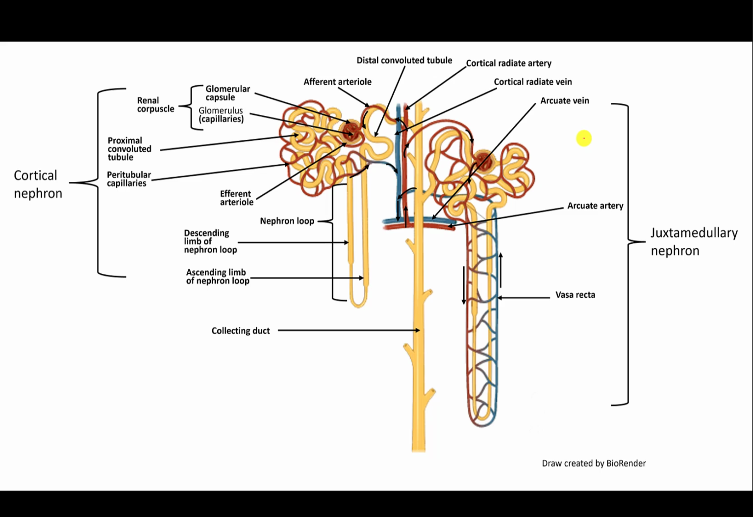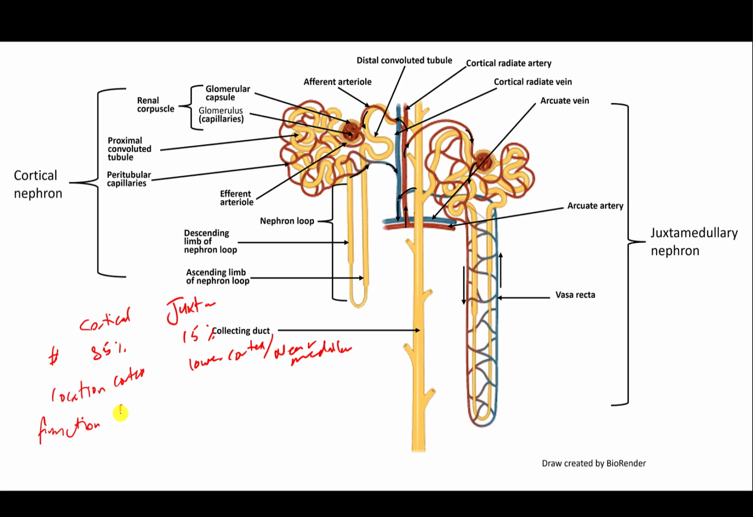If we want to make some comparison between the cortical and here the juxtamedullary, we said this is 85%, this is 15%, this is percentage or number. Location is cortex. Here we can say lower cortex or near medulla, hence the name. Okay. Function wise, this is normal urine. Here it's more of concentrated urine, so in case of dehydration.